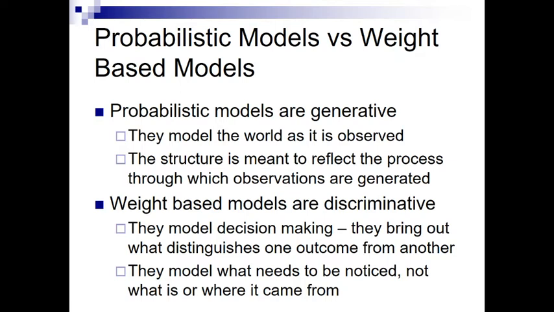So instead of modeling what we see in the world overall, they model what we should notice about the world, and not where it came from, but just what actually distinguishes one class from another, for example. And when we do weight-based model learning, we optimize for the ability to discriminate. And so those models can learn to notice some things and ignore other things. Since probabilistic models just model what we see in the world, they have no mechanism through which they can ignore something. They don't learn to ignore anything.